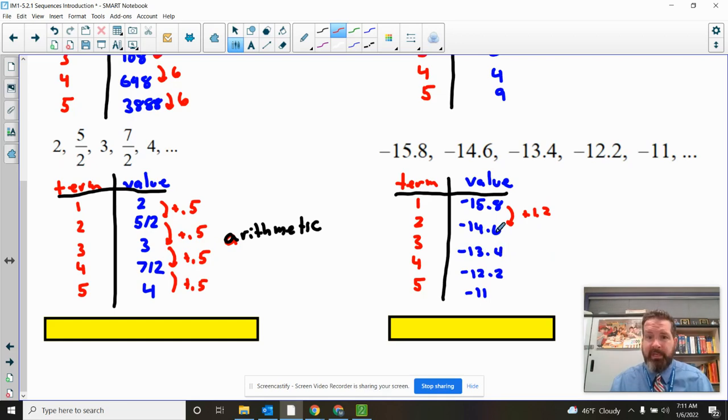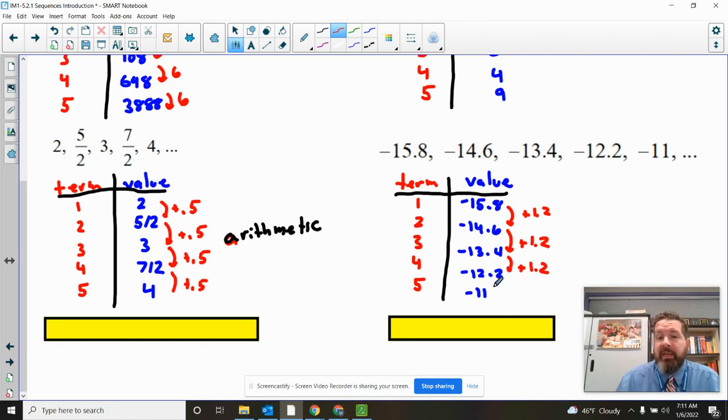Next up, do the second bottom minus top. I'm going to use my handheld calculator this time. So negative 13.4 minus negative 14.6. Oh, I got a 1.2 again. Check the next one, bottom minus top, negative 12.2 minus negative 13.4. Got a 1.2 again.